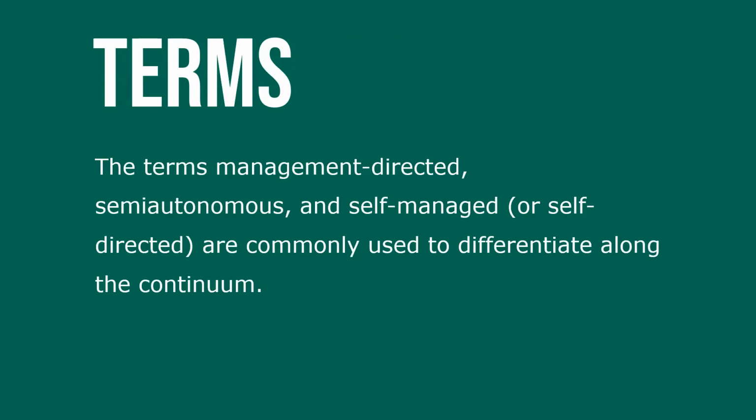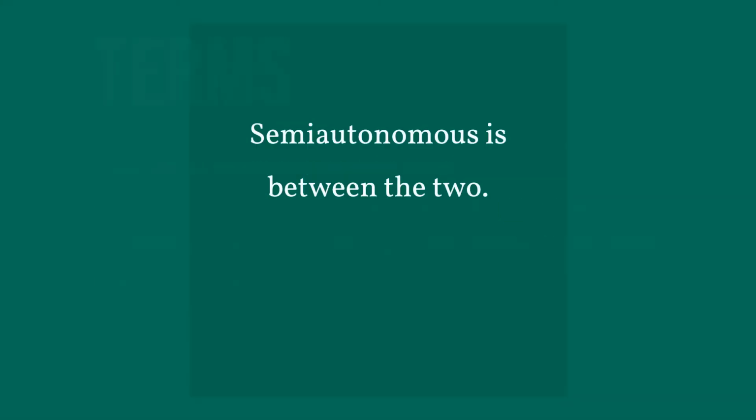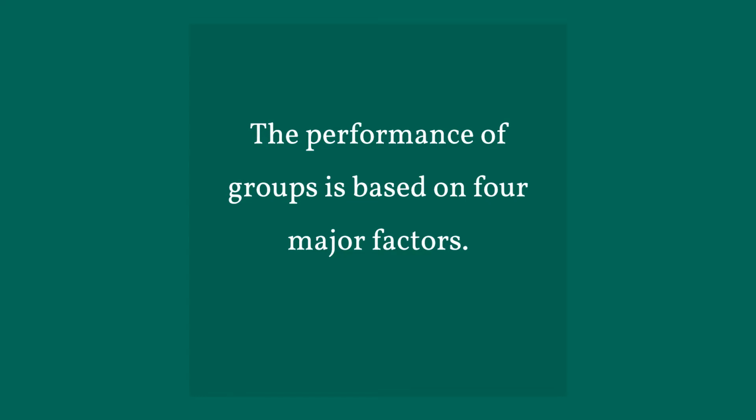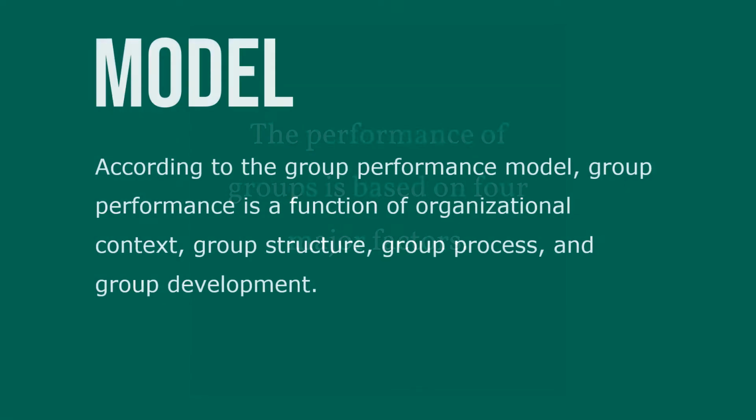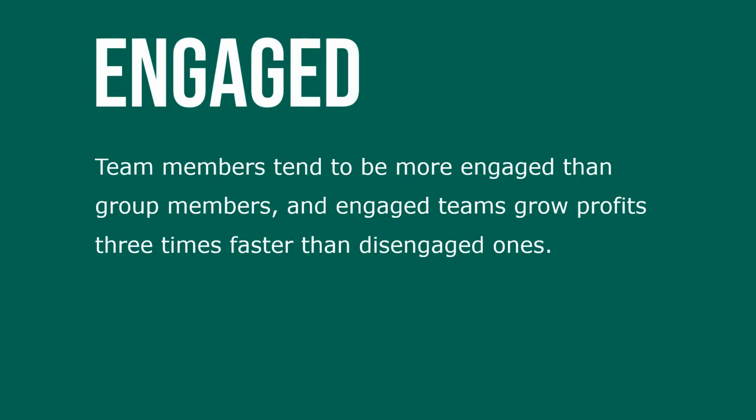The terms management directed, semi-autonomous, and self-managed or self-directed are commonly used to differentiate along the continuum. Semi-autonomous is between the two ends of the spectrum. The performance of groups is based on four major factors. According to the group performance model, group performance is a function of organizational context, group structure, group process, and group development. Team members tend to be more engaged than group members, and engaged teams grow profits 3 times faster than disengaged ones.